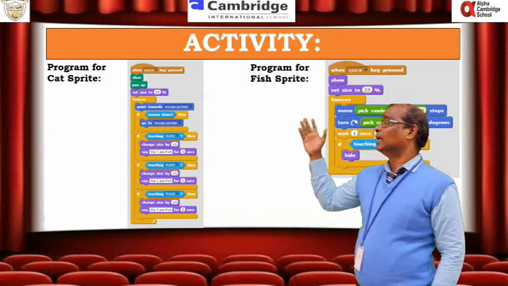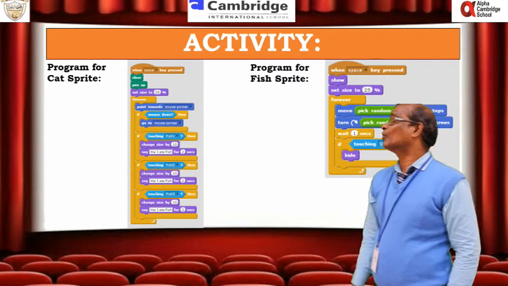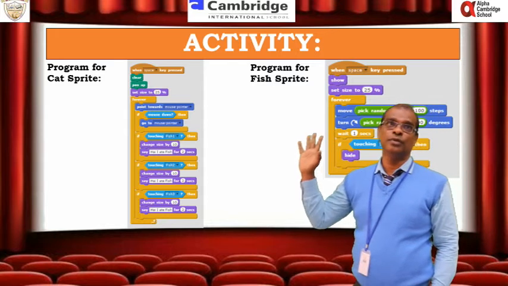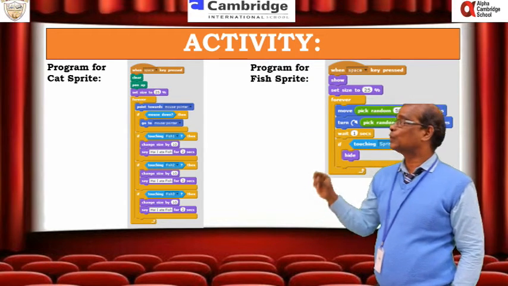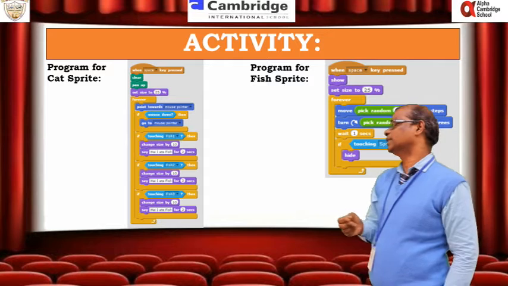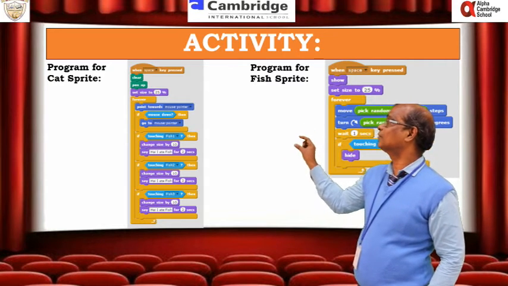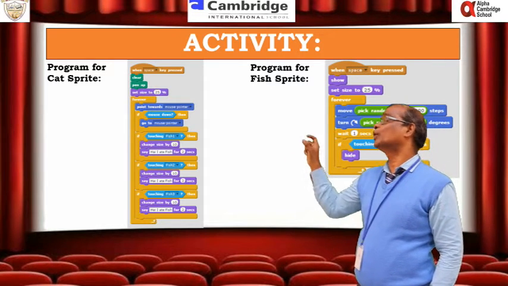That is why we are using clear as well as pen up. We don't want to write any lines. That is why pen up is used. So the next one is set size to 25%. Already we set size. Here we are decreasing the size of the cat to 25%.